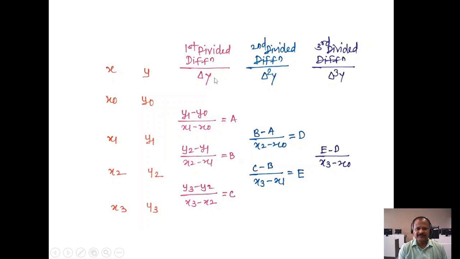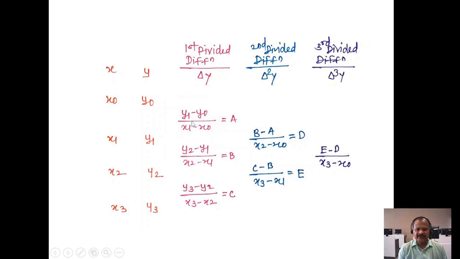Now we have to find the first divided difference. How to find it? You take the second term: y1 minus y0 divided by x1 minus x0. Then the next term: y2 minus y1 divided by x2 minus x1. Then y3 minus y2 divided by x3 minus x2.